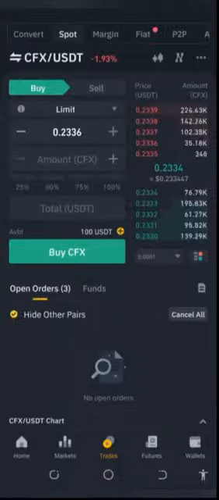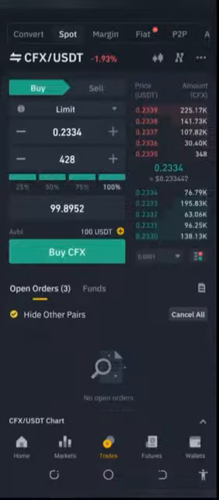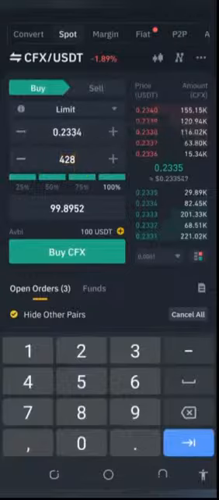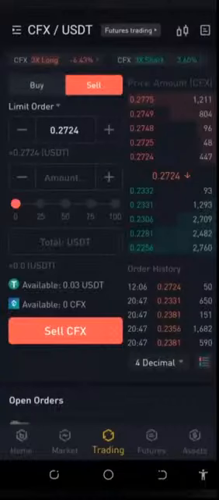So first off, let me see how much I can pick. First, let's just do the refreshings and then see how much we can pick with this. Okay, so we'll get 428, and it will pick 99.89. Okay, so 428, let's copy that. And then let's go over to BuyTrue. All right, BuyTrue, let's go see.